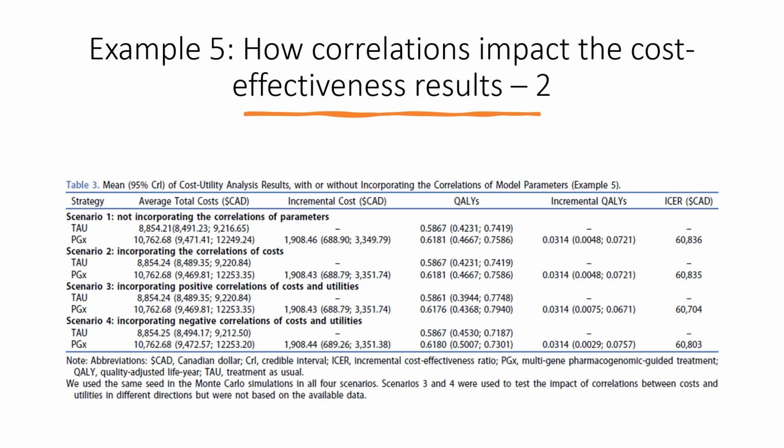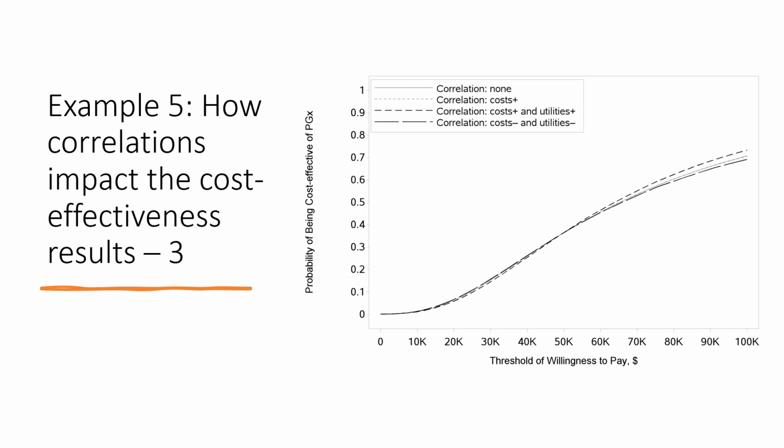When modeling the assumed positive correlations between the utilities in Scenario 3, the 95% credible interval of QALY in both strategies became wider than those in Scenario 1 or 2, and the incremental QALY became narrower. We plotted the probabilities of PGX being cost-effective across various willingness to pay values for the scenarios using the cost-effectiveness acceptability curve. The 4 cost-effectiveness acceptability curves were similar, suggesting that incorporating correlations between costs and utilities had limited impact on the overall cost-effectiveness results in this case.